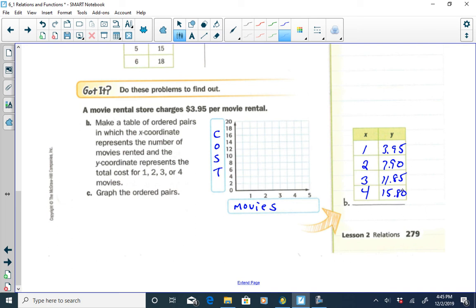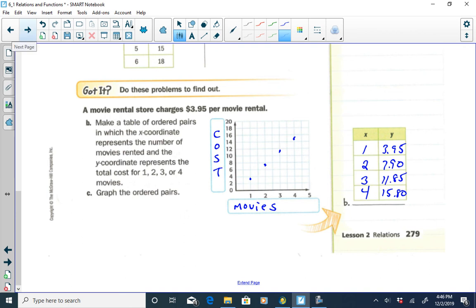If we're graphing the ordered pairs, over 1 up $3.95, it's going to be here. Over 2, $7.90, a little less than 8, it's going to be here. Then we have over 3 up to $11.85, a little less than 12, it's going to be here. And then we have 4 and $15.80, over 4, a little bit less than 16. And your points actually go in a straight path because there is a linear relationship there.